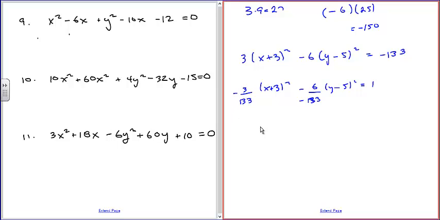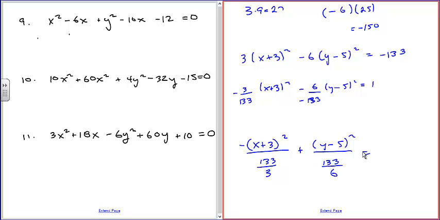And then I'm going to take the reciprocal of this. I'm also going to make this into positive. So we'll get x plus 3 squared divided by, well, put a negative out front. So that negative we're just going to put in the numerator. And then you have 133 divided by 3. Here we have plus, because negative divided by negative is positive. We get y minus 5 squared divided by 133 divided by 6, and that equals 1. So again, this is a hyperbola. The negative is associated with the x term and the positive is associated with the y term.